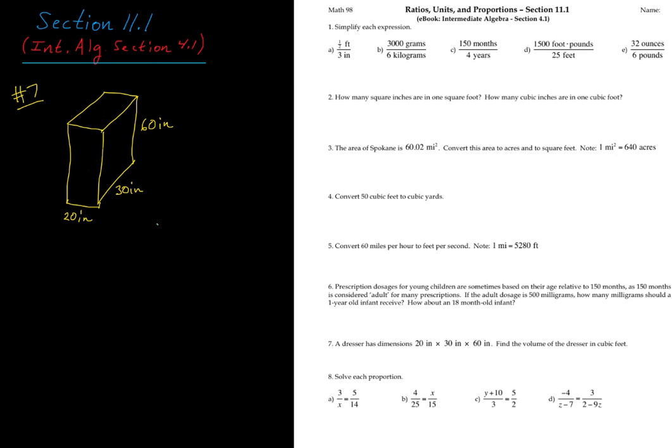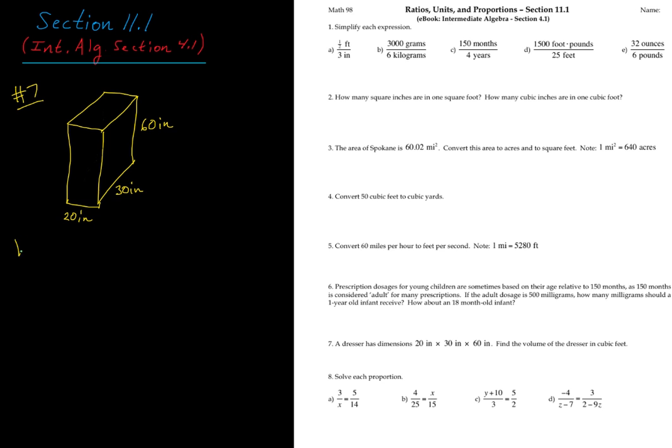All right, up next in section 11.1, question number 7. This question says a dresser has dimensions 20 inches by 30 inches by 60 inches. Find the volume of the dresser in cubic feet. All right, so I'm going to go ahead and start here. I've drawn a little picture here of the dresser, say, and the dimensions that are labeled.